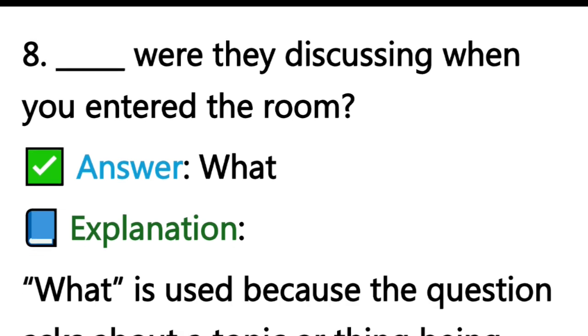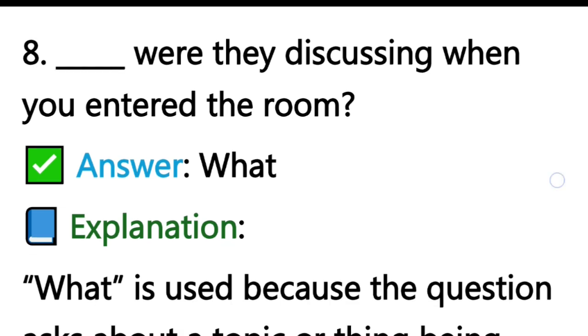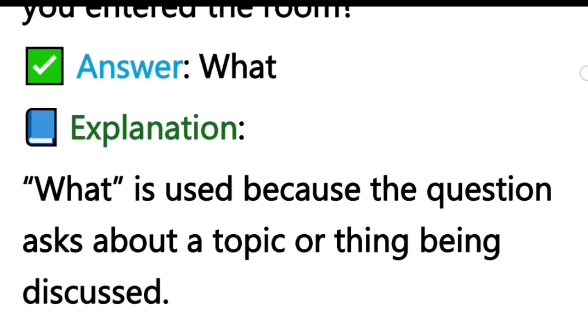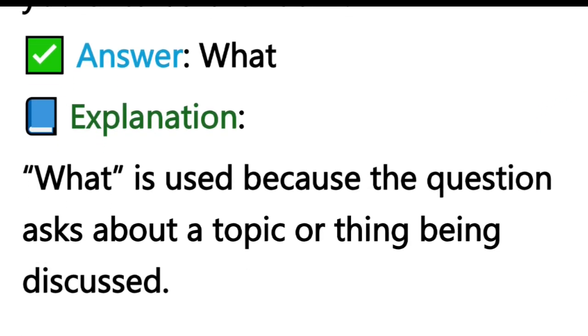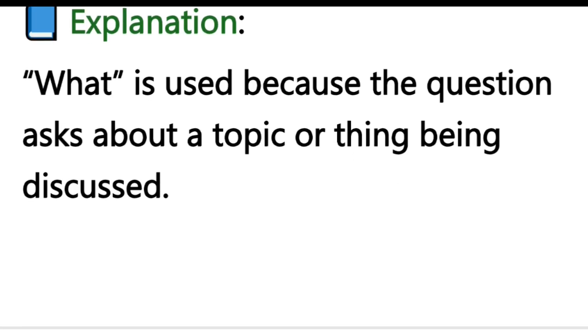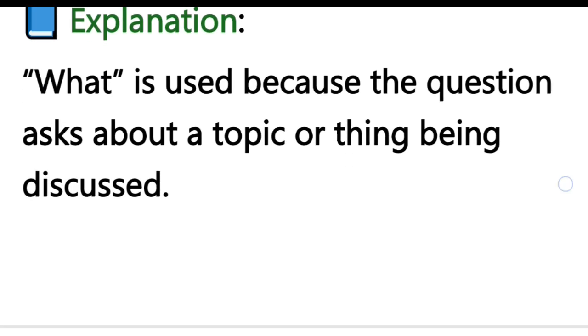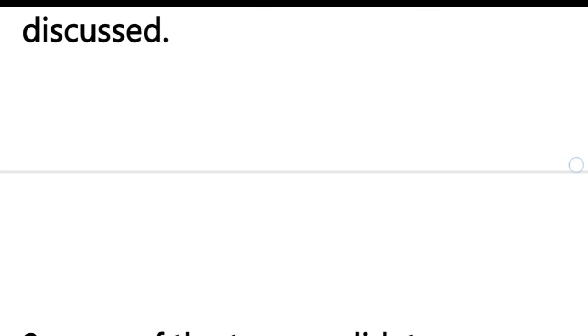Let's talk about question number 8, which says dash were they discussing when you enter the room. Answer will be what were they discussing when you enter the room. What means the discussion can be on any topic. Choices are unlimited. We have used what, that's why. What is used because the question asks about a topic or thing being discussed. So we have used what for this reason.